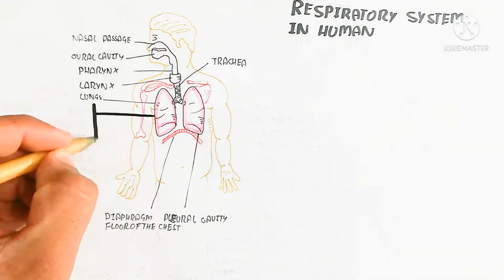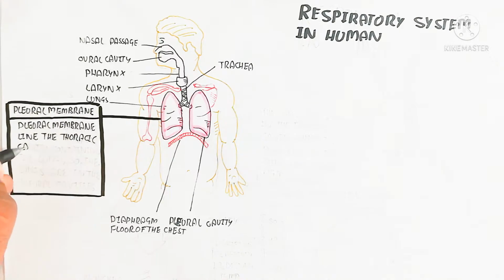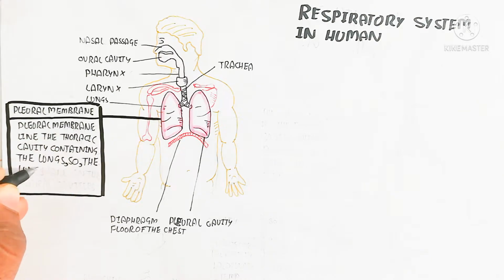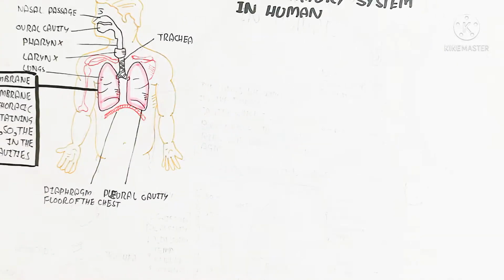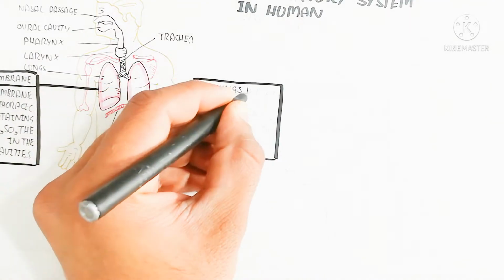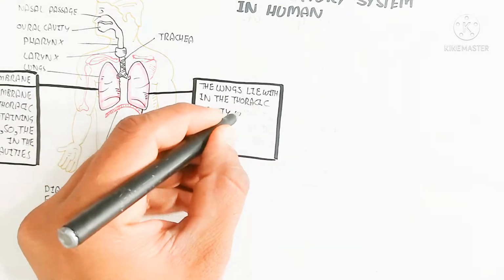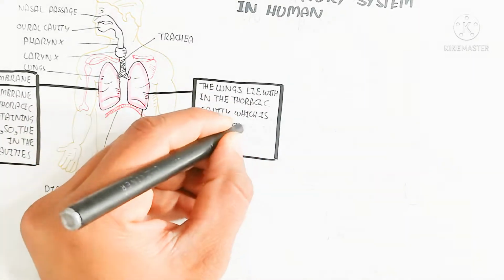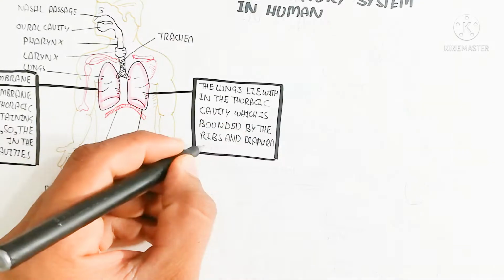The diaphragm is a muscular tissue which is used for exhalation and inhalation, while the pleural cavity is surrounded by the alveoli and the tracheoles. The pleural membrane lines the thoracic cavity containing the lungs. So the lungs are in the pleural cavity, and the lungs lie in the thoracic cavity, which is bounded by the ribs and the diaphragm.